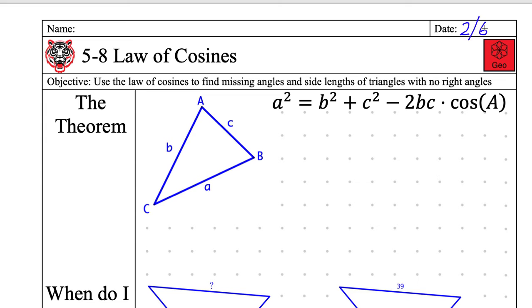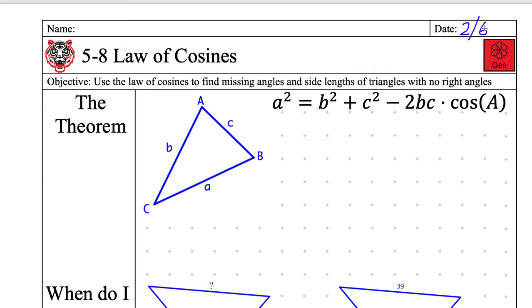So, law of cosines is a little bit harder because there's the gigantic formula. You need to memorize it. This formula can be rewritten in two more forms for a total of 3 forms. They're all the same equation. I'm going to flip the letters around.